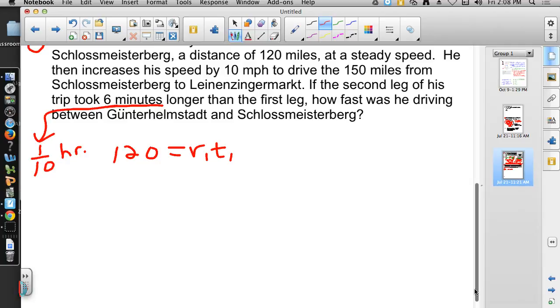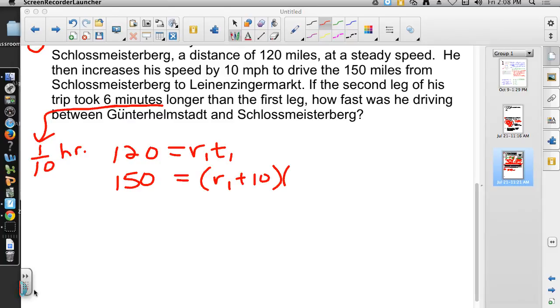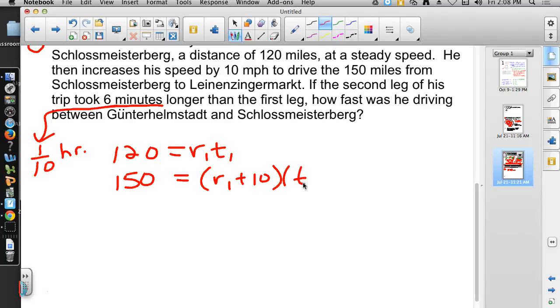And then for the other trip, it says they go 150 miles. But this is the good news. They talk about how that compares to what was done in the past. Increases the speed by 10 miles per hour. R is r1 plus 10. And we take a look at this. They say that the time took 6 minutes longer, so it was the same time, but with 1/10 of an hour added to that.